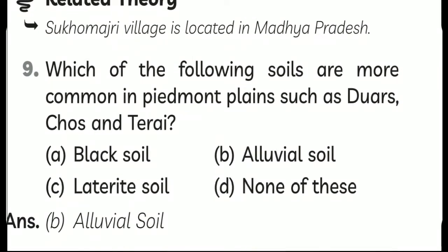Which of the following soils are more common in Piedmont plains such as Duars, Chos and Terai? So its answer will be alluvial soil.